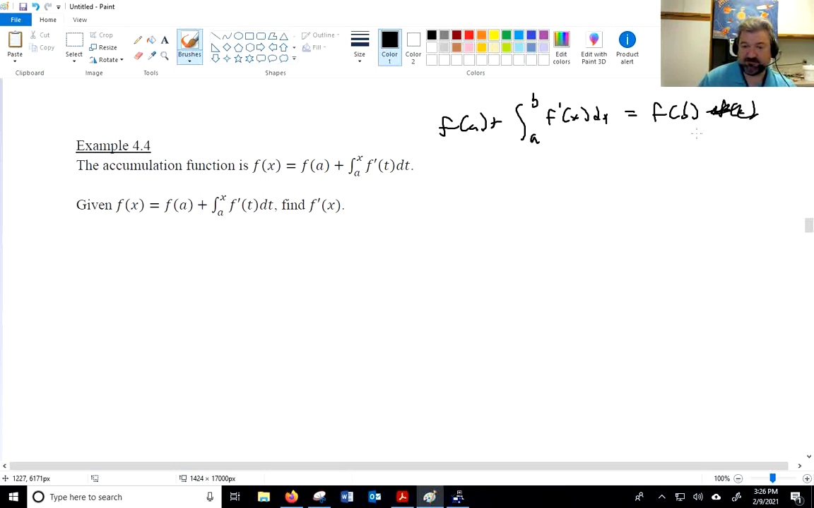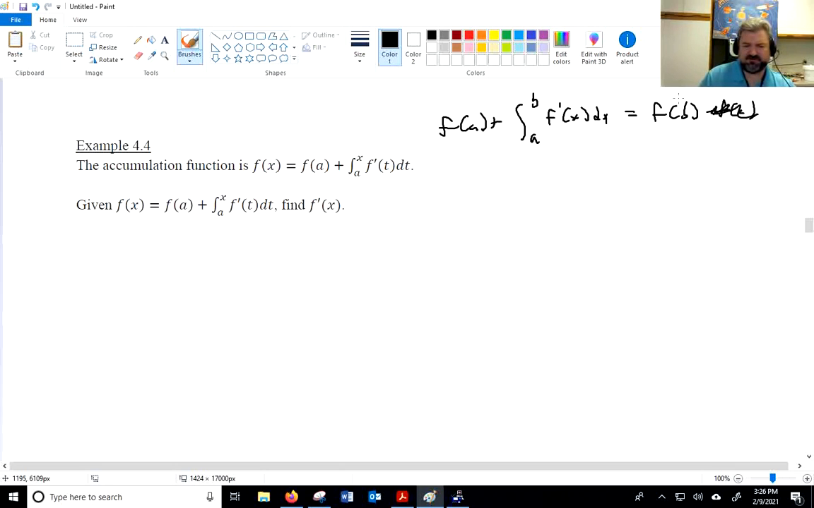And this is thought of very simply when you think about f prime being, say, the amount of rainfall per day. And so the amount of rain that's fallen today plus the amount of rain each day for the next 5 days will tell me the total in 5 days. So in general, we're going to say the accumulation function is f of x equal to f of a, the starting value, plus the integral from a to x of f prime of t dt.